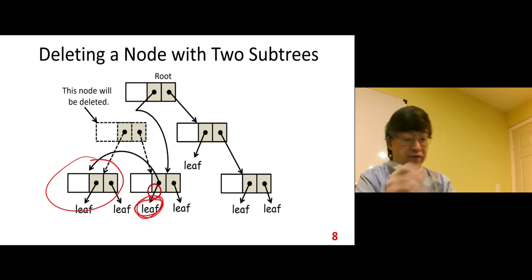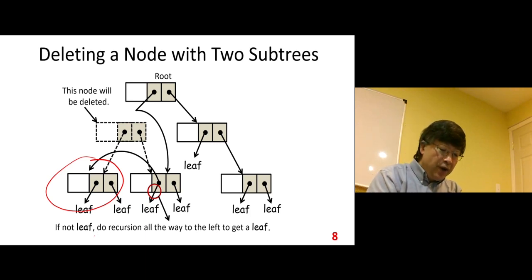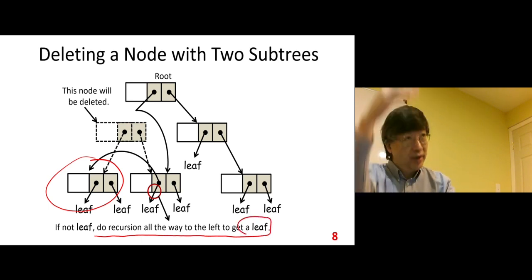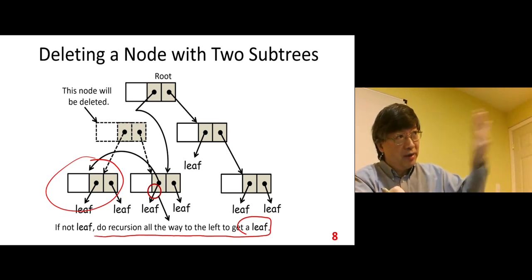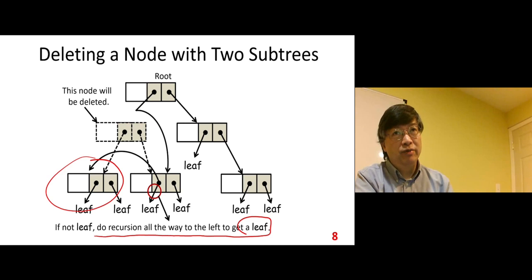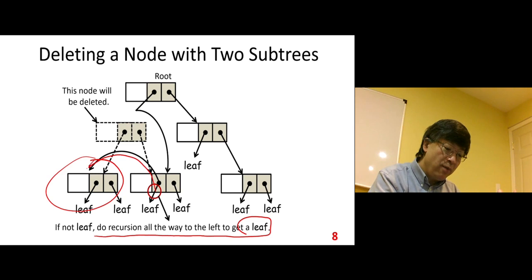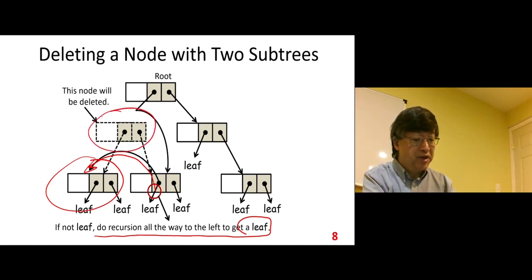This node may not be a leaf. If it is not a leaf, do recursion all the way to the left to get a leaf. Because it is a binary search tree, you can always go to the left, right? Until you get a leaf. Eventually, you will get a leaf. After you get that leaf, you change the pointer to point to this one. So then you make the deletion for this case.